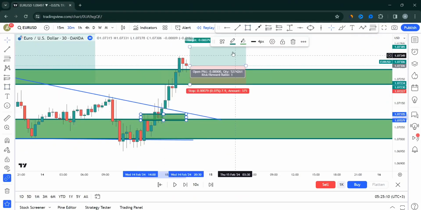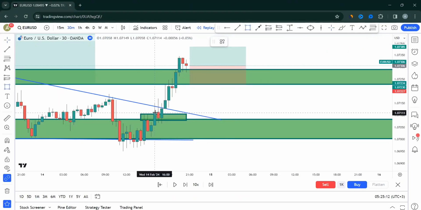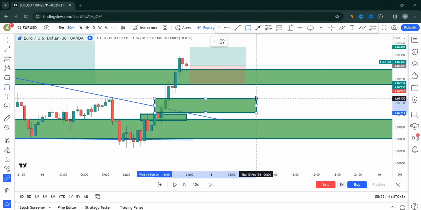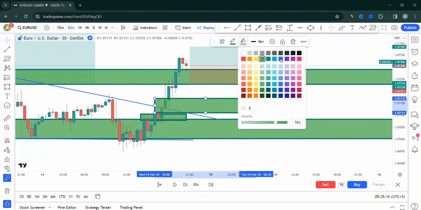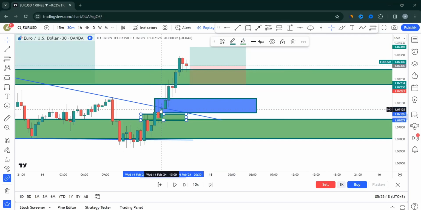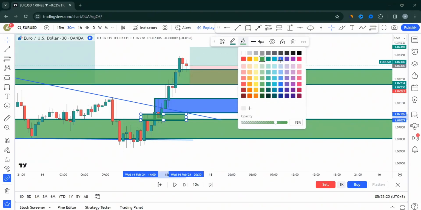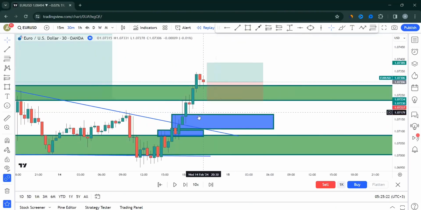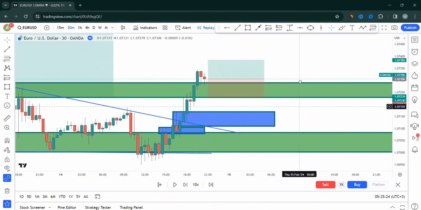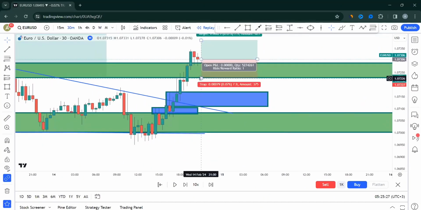The market came and tested. Then we have another break here. Let's go and change the color of this to blue to avoid confusion. Also this, I'm going to just change it to blue to avoid confusion. So the market didn't test this level. So there's a possibility the market may want to come and test this area here, right?